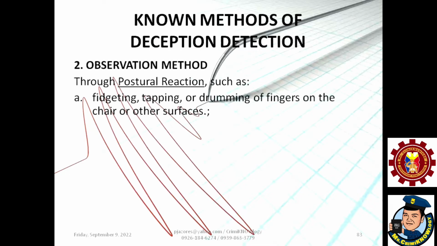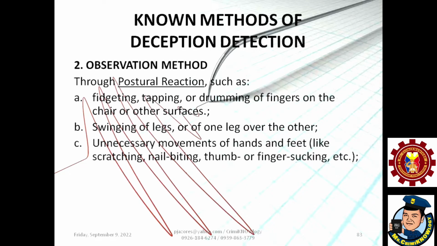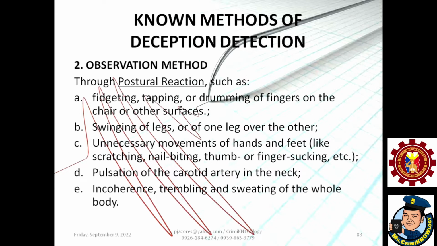Next, we will look into the postural reaction of the subject under interrogation. These are as follows: fidgeting, tapping, drumming of fingers on the chair or other surfaces, swinging of legs or of one leg over the other, unnecessary movement of the hands and feet like scratching, nail biting, thumb or finger sucking, etc. Pulsation of the carotid artery in the neck, incoherent trembling and sweating of the whole body.